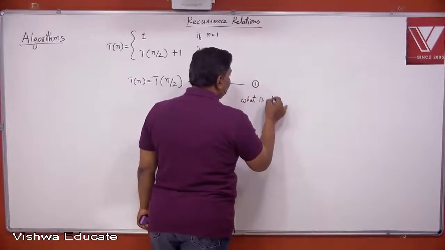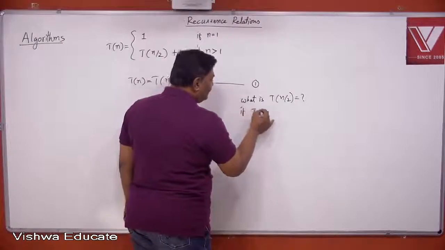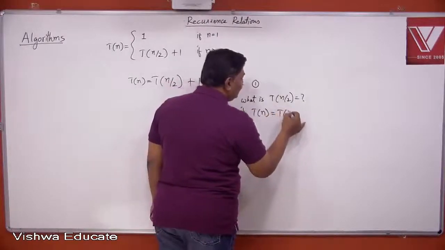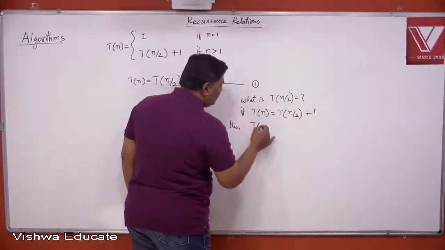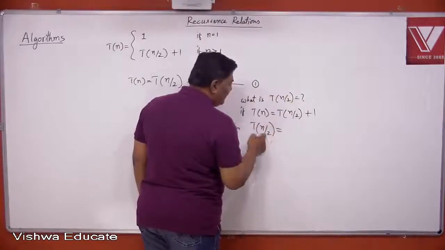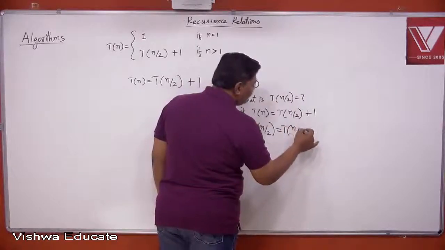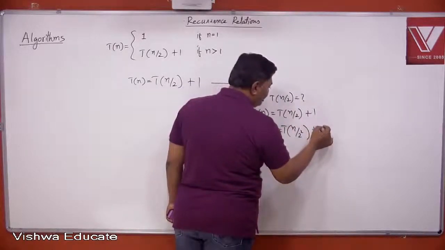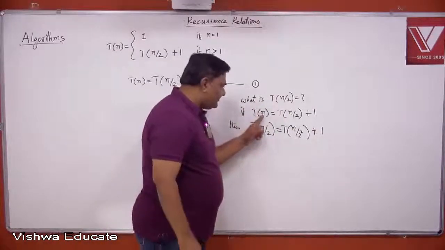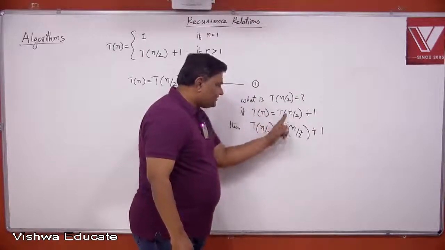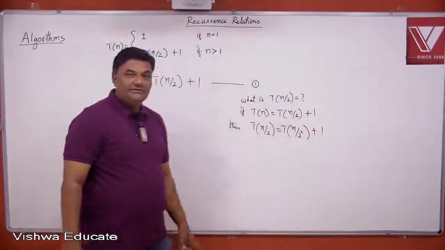What is T(n/2)? Find out. If T(n) is equal to T(n/2) plus 1, then T(n/2) will be what? When this is n, this is n/2. When this is n/2, this is n/2 squared, n/4, plus 1 as it is. In place of n, we have n/2. So in place of n, put n/2. Then the 2 is already there. So T(n/2 squared) plus 1.